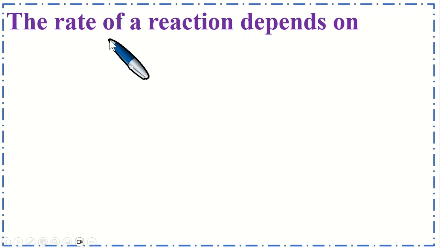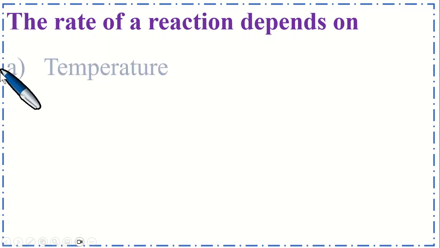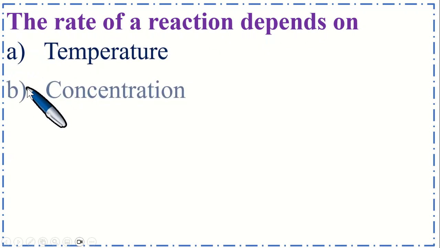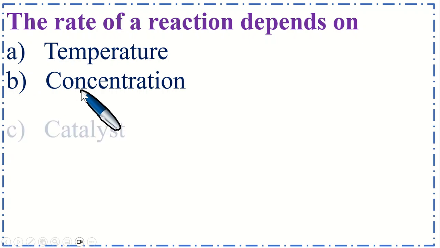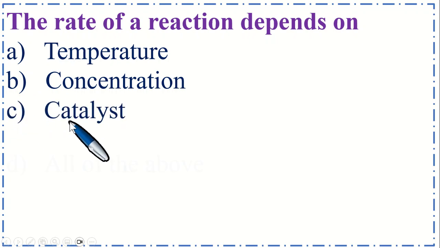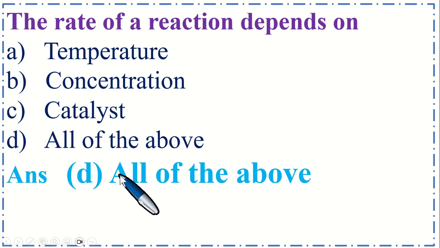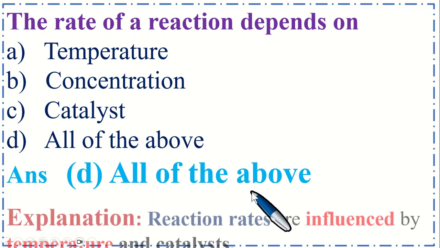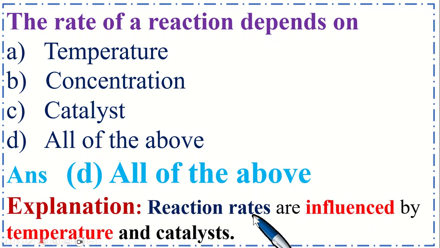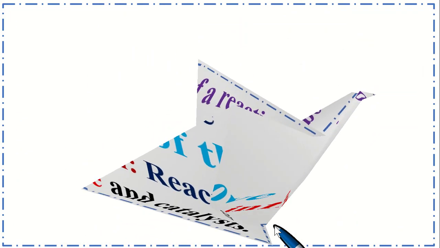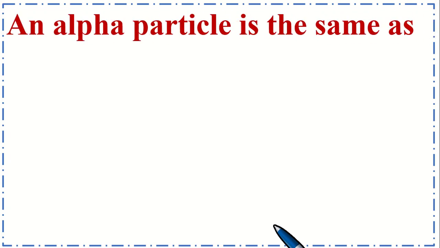The rate of a reaction depends on: option A, temperature; B, concentration; C, catalyst; and option D, all of the above. So the correct option is D, all of the above. Reaction rates are influenced by temperature and catalysts. So this is the last MCQ.